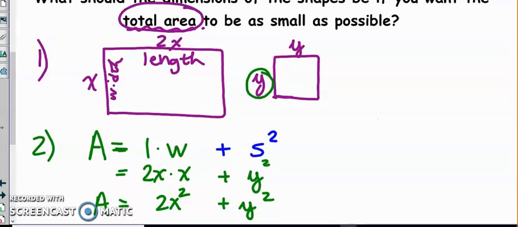Area. Woo, yeah, we love area. Area. Woo, woo, woo, woo.